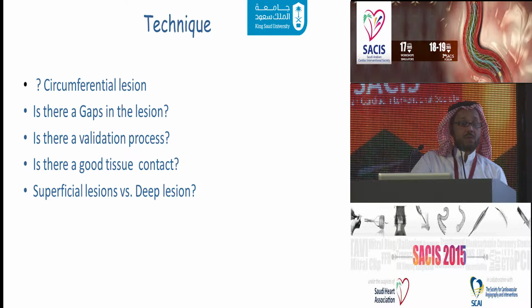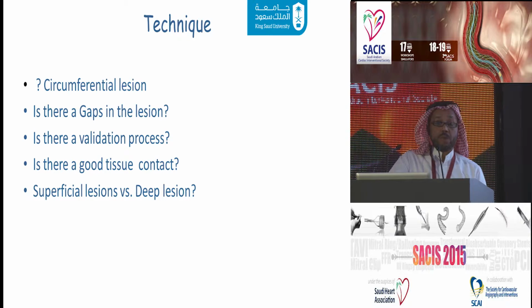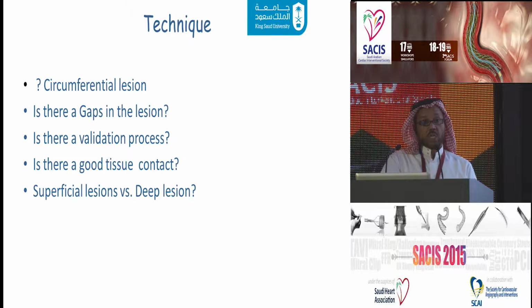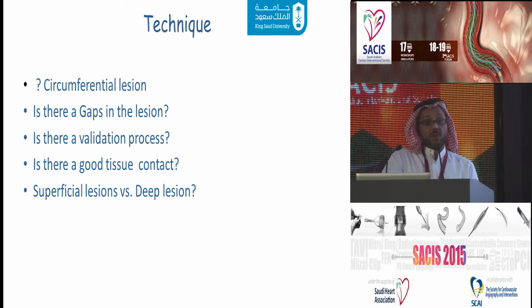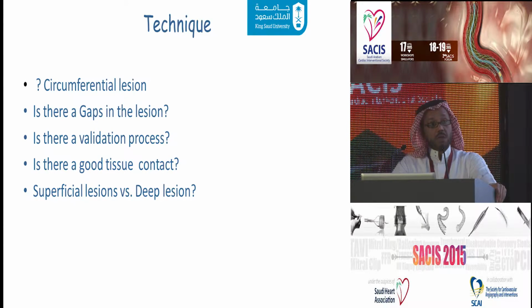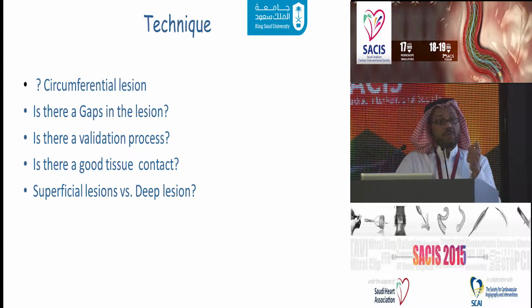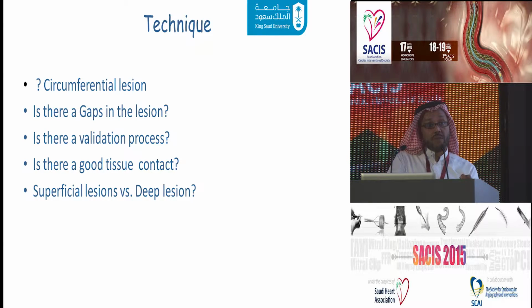So the question that I ask when somebody tells me that I'm ablating the renal artery: do you really have a circumferential lesion? How can you prove that? How can you validate that this is really a circumferential lesion? Is there a gap? How do you know that there is a gap? Because when we do a lesion, especially circumferential lesions, we test for a gap. You have to test for a gap before you leave the lesion. Is there a validation process involved in lesion formation? Is there good tissue contact? How do you know that you're in really good contact? You can tell contact from the impedance, but that's not good enough. You have to know whether you're really in good contact with the catheter or not.